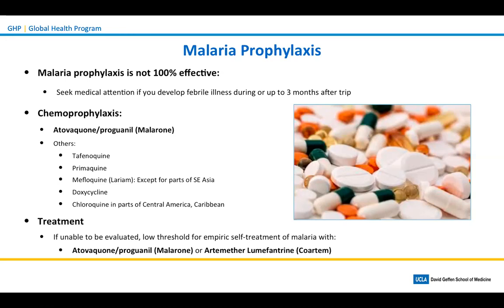And in terms of treatment, one thing to keep in mind is if you are unable to be evaluated wherever you are, there's a low threshold for empiric self-treatment. There are a couple different options for this. One is the Malarone itself, so keep a few extra pills on hand, or Coartem. Coartem is usually readily available and is not expensive.